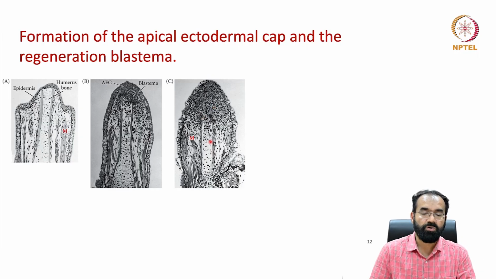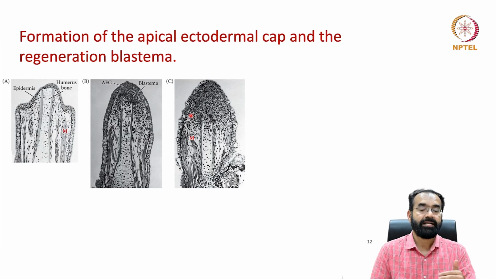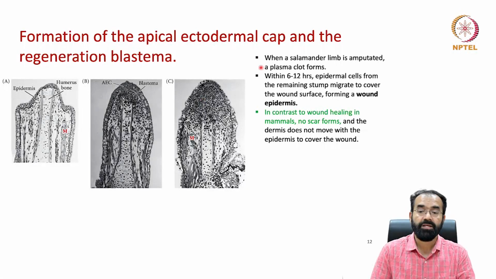Then one more thing you should know: near this bone, the cells continue to differentiate. In other words, this zone is the place where active differentiation is going on, and this zone is the place where active proliferation is going on. So here, although proliferation is occurring towards the proximal side, it is more of differentiation, because this blastema continues to grow further and further. So when a salamander limb is amputated, a plasma clot forms, which has fibrinogen, etc., which allows these cells to migrate easily, and fibronectin.